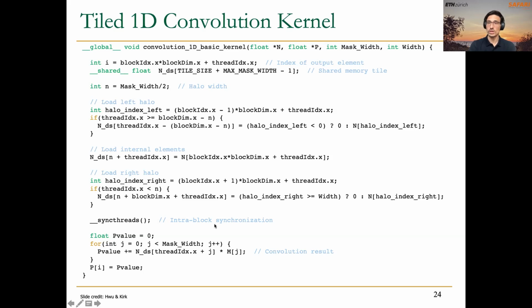Then we synchronize. Remember that in each thread block we have multiple warps running, and these warps are, let's say, interleaved in their execution. So we have to make sure that all the warps reach this point before performing the actual computation, which now uses M, the mask residing in constant memory, as you already know, and N, the input tile, now residing in shared memory. We perform multiplication and accumulation in this P value, and finally, after finishing this for loop, we can write the output to the corresponding position of the output array P.